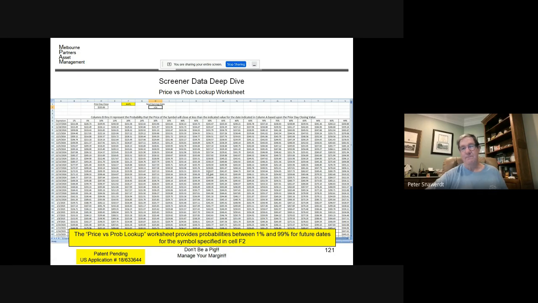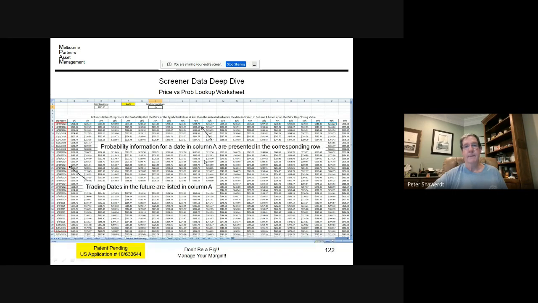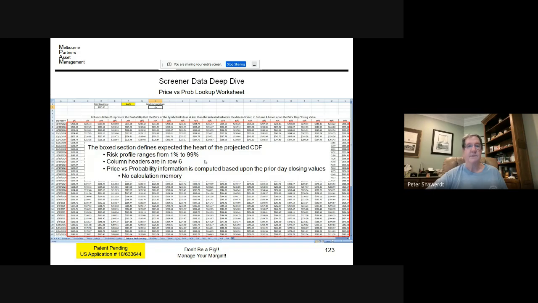Okay. But this is where you find the other parts of the CDF in sort of piecewise. And remember, that's what we computed to get this. This is just legs of the cumulative distribution function for how price changes for Apple stock. Here's where we present more of this. No calculation memory. It's recomputed every single day.